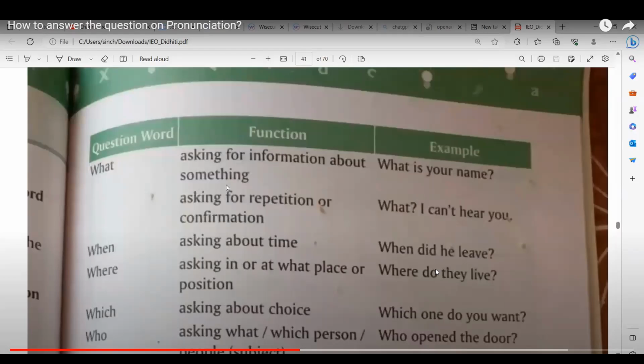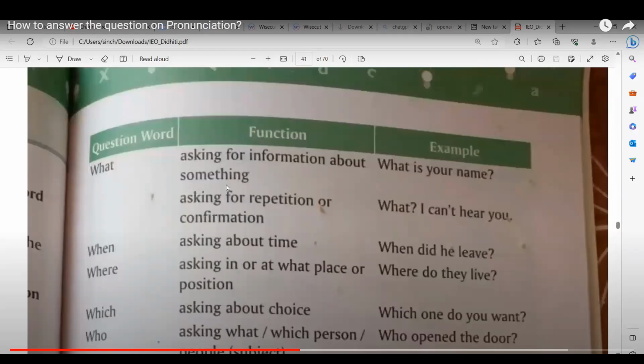Can I read, ma'am? You want to rejoin? Yeah. Okay, do it, beta. Yes. Ashmita, can you read it? Ma'am, which one? What? Yes, what? Asking for information about something. What is your name? Very good. What is your name?